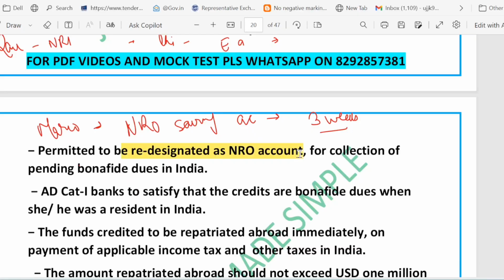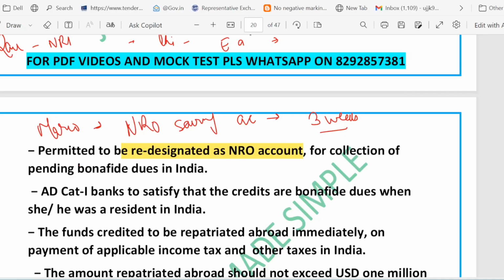Think about it. Suppose there is a foreign national who was a resident in India and he has a regular rupee account. Initially he was a resident in India with a regular rupee account. On leaving India, that resident account can be redesignated, meaning converted, into an NRO account. So that is the point. Earlier he was having the rupee account, and after he leaves India, that rupee account will be converted to an NRO account. I hope it is clear.